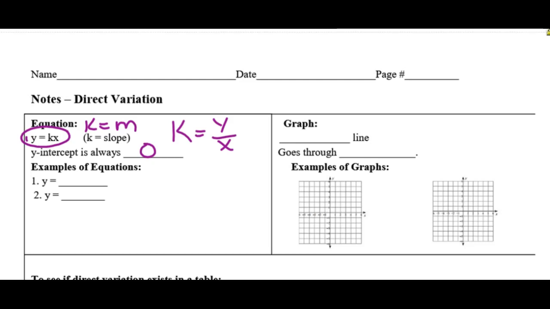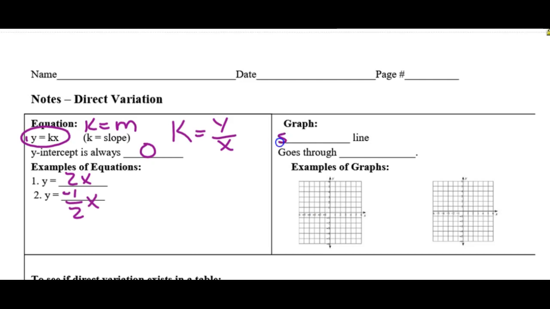Some examples, y is equal to 2x. That would be an example. It's just a number times x, a slope and x. Or y is equal to negative 1/2 x. That's also a direct variation. It can be negative and it can be a fraction.